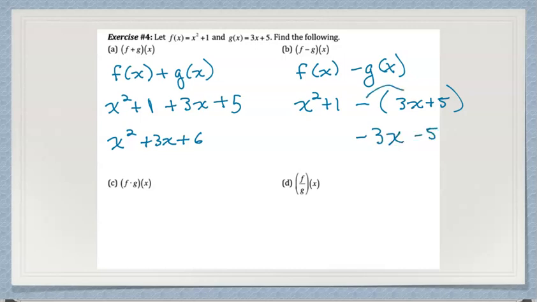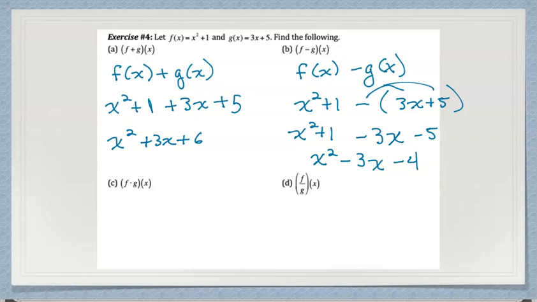So I would distribute this negative there. So I now have x squared plus 1 minus 3x minus 5. So that gets me x squared minus 3x, and then 1 minus 5 is -4. So that's how I would write f minus g of x.